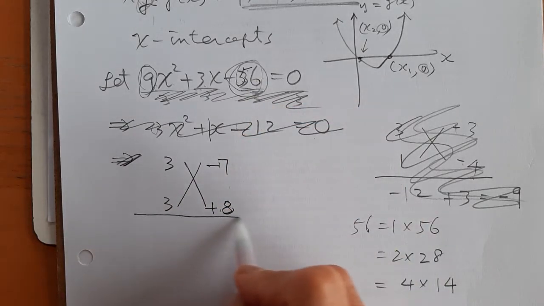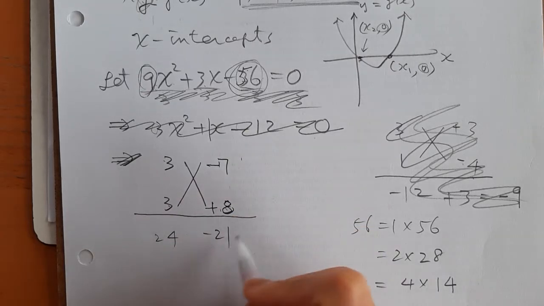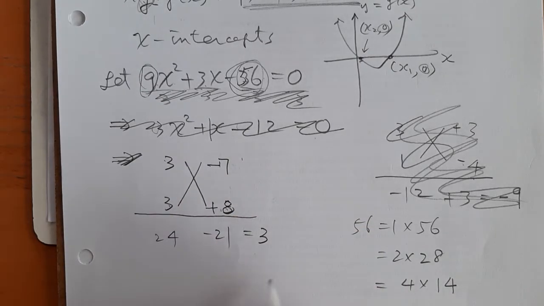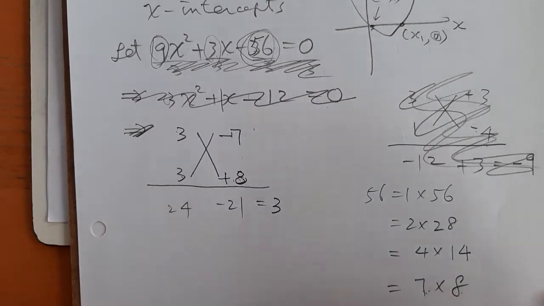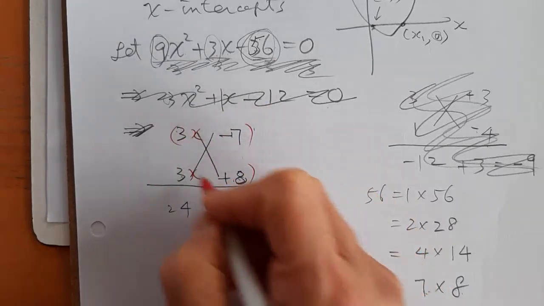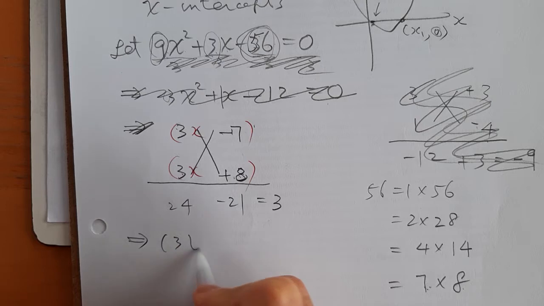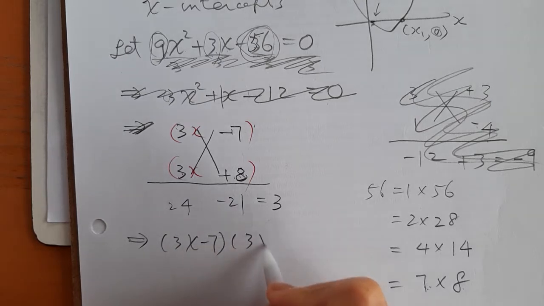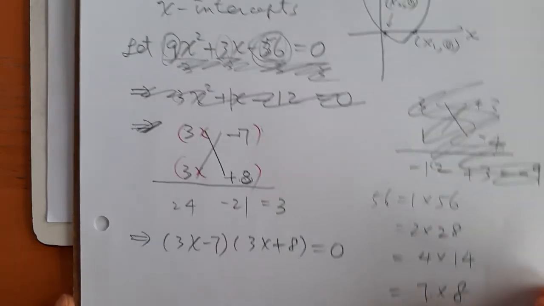Cross multiplication: 3 times 8 is 24. 3 times negative 7 is negative 21. Combined is 3, and the external coefficient is 3. So that's correct. Then you attach x and put the parentheses. So this question can be factored as 3x minus 7 times 3x plus 8 equals 0. And you can check it.